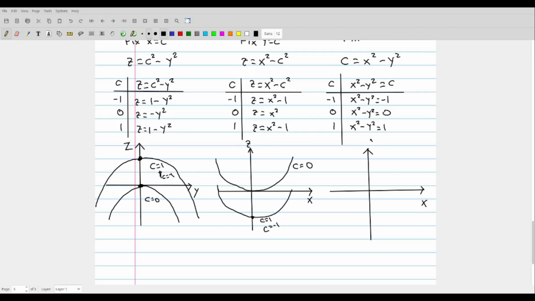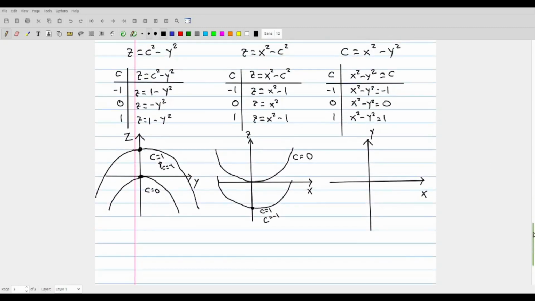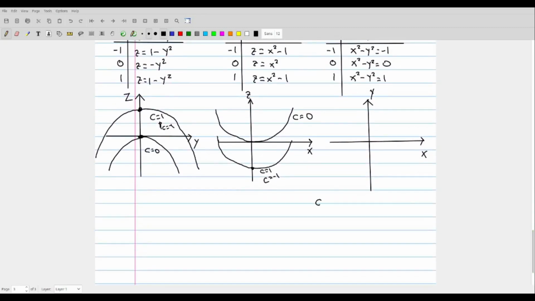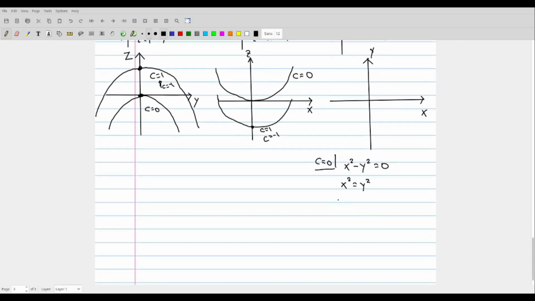And these traces are in the xy plane. And what we want to look at is exactly what each one of these is. So we'll look at c equals 0 first. In c equals 0, we have the equation x squared minus y squared is equal to 0, which is the same thing as the equation x squared is equal to y squared, or, if I take the square root of both sides, the square root of x squared is equal to the square root of y squared, which is that the absolute value of x is equal to the absolute value of y.